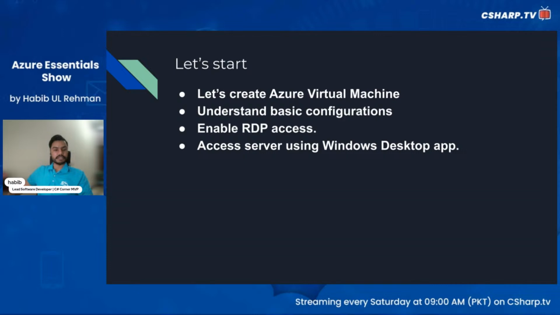So let's start this. First of all, we will create an Azure Virtual Machine using Azure Portal. We will also try to understand the basic configurations. Then we will enable RDP access, and we will access our server using the Windows Desktop app. So let me share my screen and let's start this.